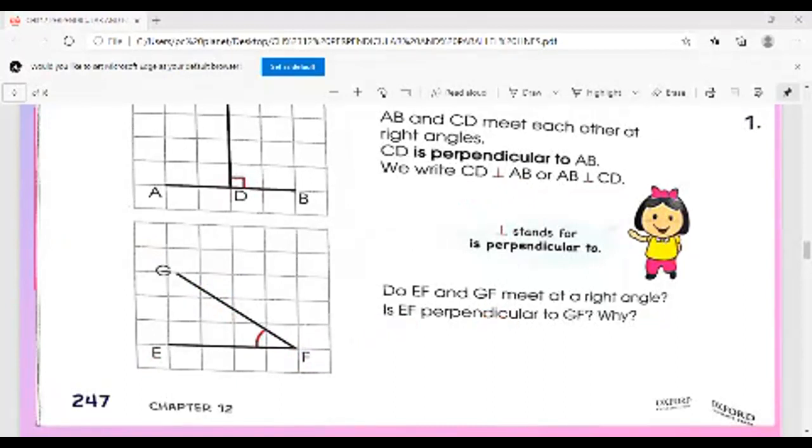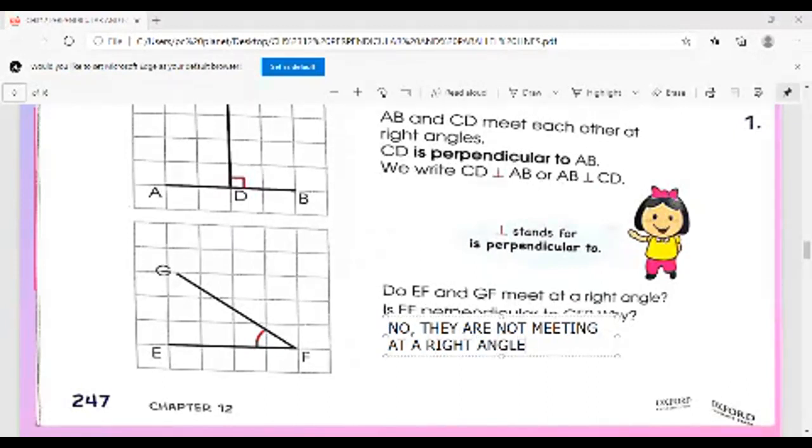So my boys, write it down over here. No. Write it down. And then your teacher asks you why. Then you will write down, they are not meeting. Write it down with me. They are not meeting at a right angle.